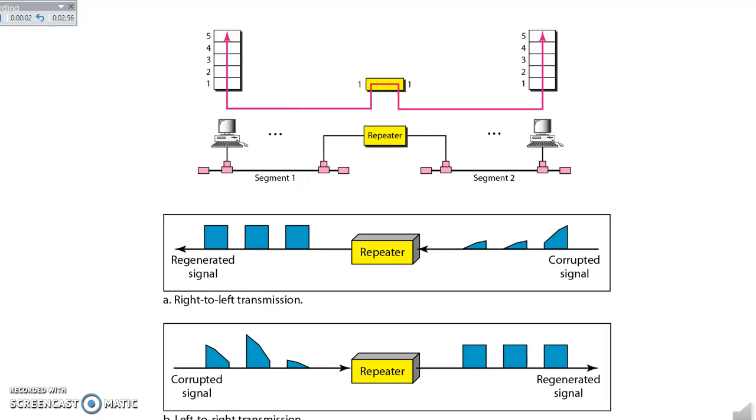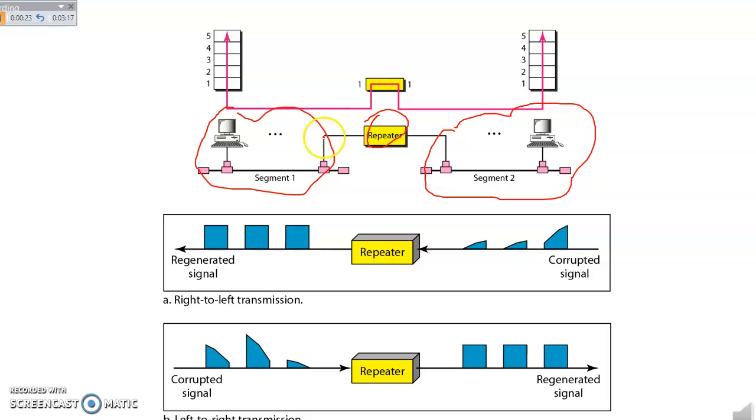With the help of a repeater, two segments will be connected. The first segment is present here and the second segment is present here. With the help of the repeater, these two segments are connected. This cable length is here and this cable length is available here, to increase the length of the cable with the help of the repeater.